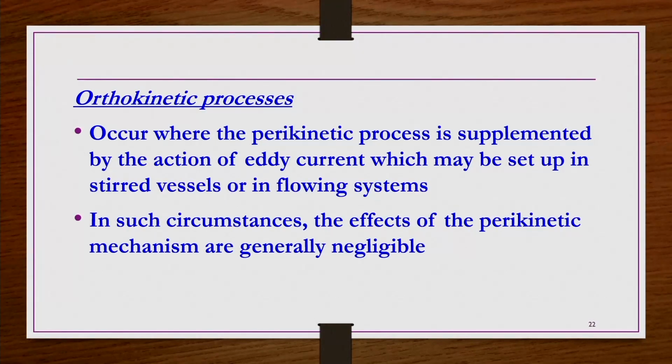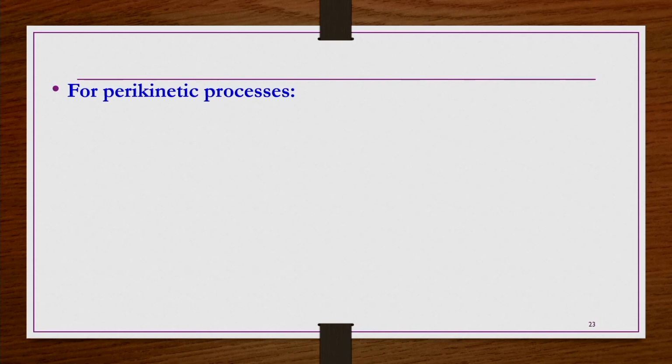In such circumstances, where the vessel having these contents of solid and fluid is stirred, or the system is in rigorous flow, the effects of the perikinetic mechanisms are generally negligible and orthokinetic processes dominate. For perikinetic processes, the size of the particle, let us say after time t, if you want to increase it to size dt, then dt cube equals a1 plus b1 t. That is a suitable equation to represent this perikinetic process in general.